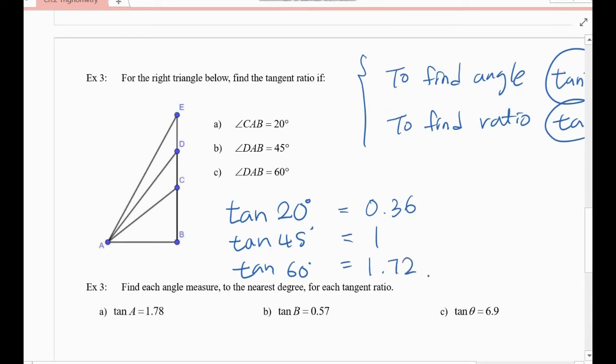Okay, so this is how you find the ratio using angle measure. Okay, as you see, as the angle measure increases, the ratio also increases, right?